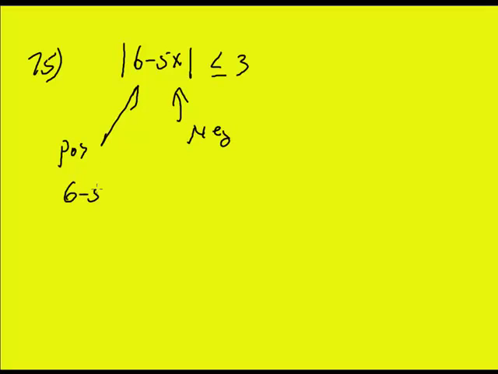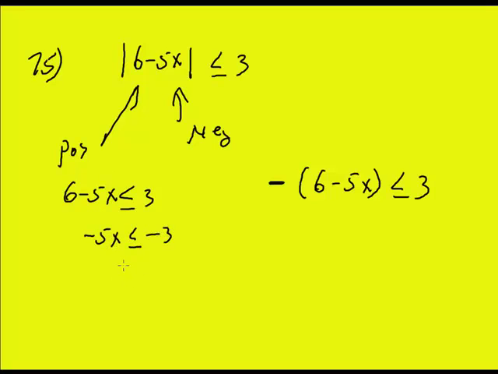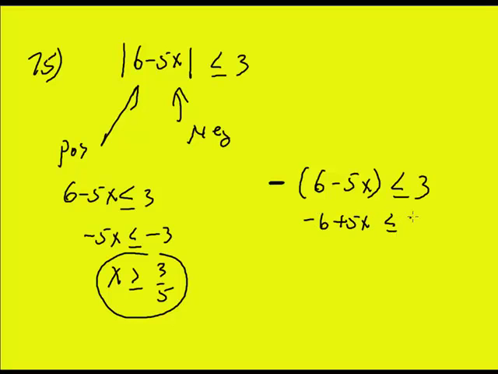Positive means 6 minus 5x is less than or equal to 3. Negative means negative of 6 minus 5x is less than or equal to 3. Solve for this. So negative 5x is less than or equal to negative 3. Divide by negative 5: x is greater than or equal to 3 over 5. That's 1. Here, you can multiply both sides by negative 1 or just multiply it through. It doesn't really matter.